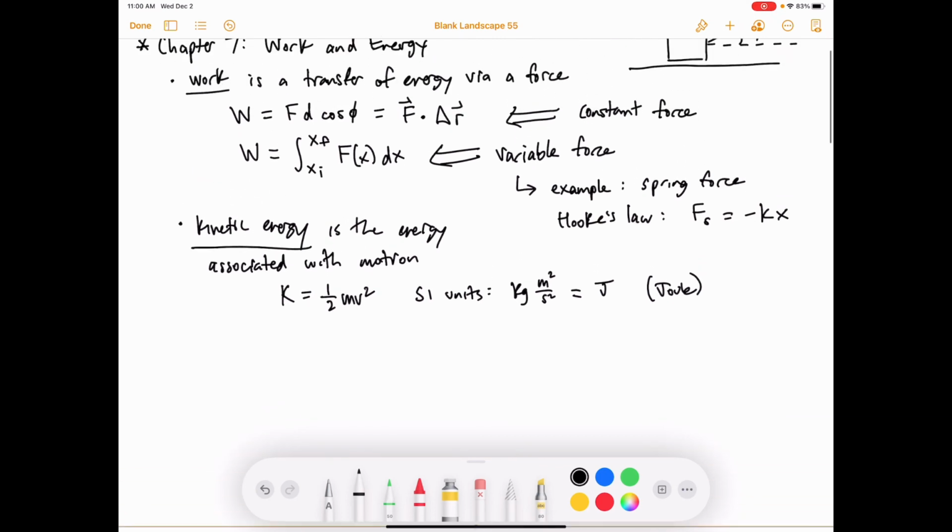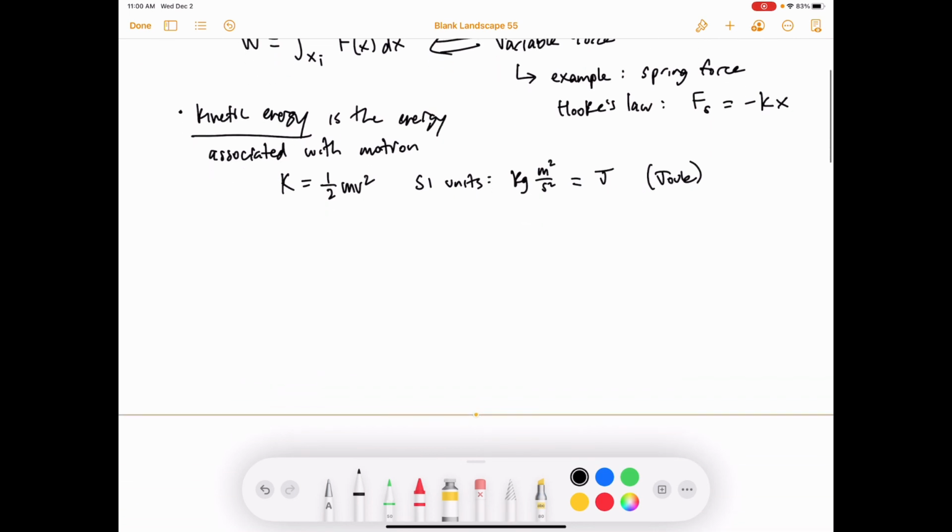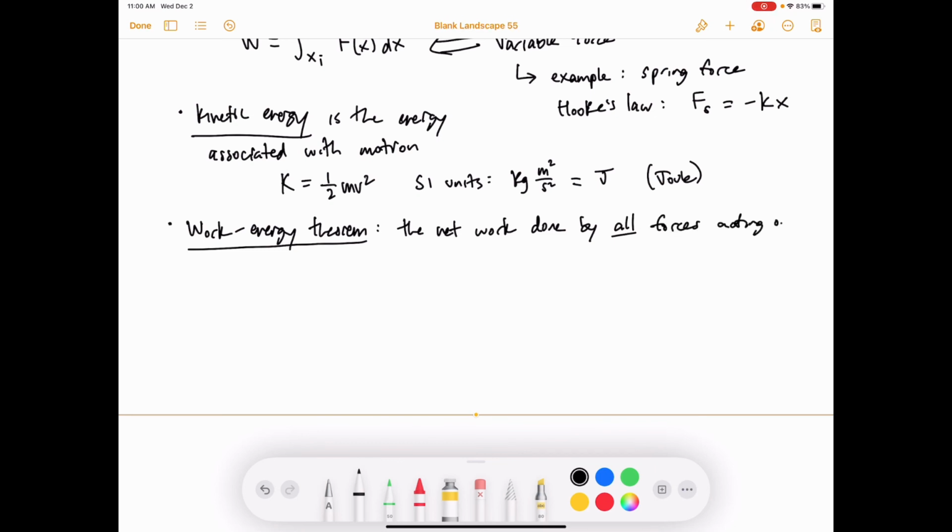And so if we take these ideas of work and kinetic energy and put them together, we have the work-energy theorem. So what does the work-energy theorem say? We'll start with a statement in words, and then we'll write down an equation. The work-energy theorem says that the net work done by all forces acting on an object will equal the object's change in kinetic energy.